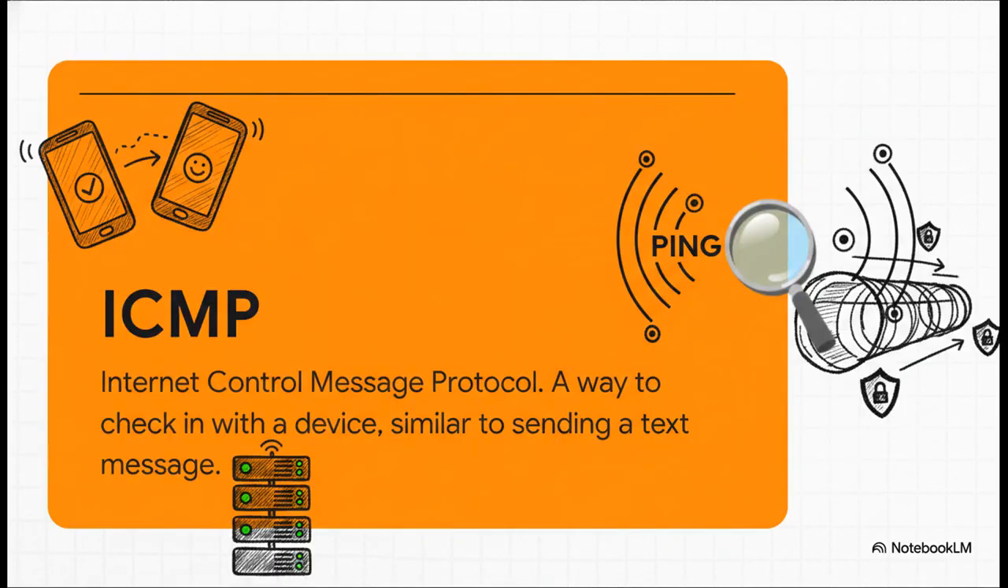Well, the answer is a little thing called ICMP, which stands for Internet Control Message Protocol. And honestly, the best way to think about it is like sending a quick text to a friend that just says, "You there?" If you get a reply, you know they've got their phone on. In the world of networking, that's exactly what the ping command does. It shoots out an ICMP message and just waits for that reply.